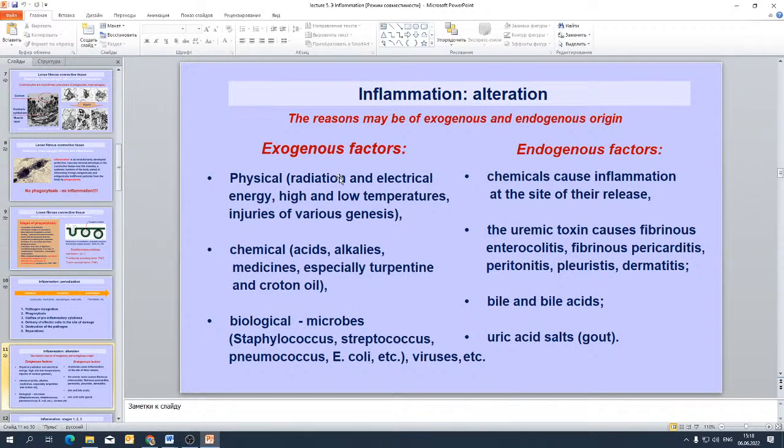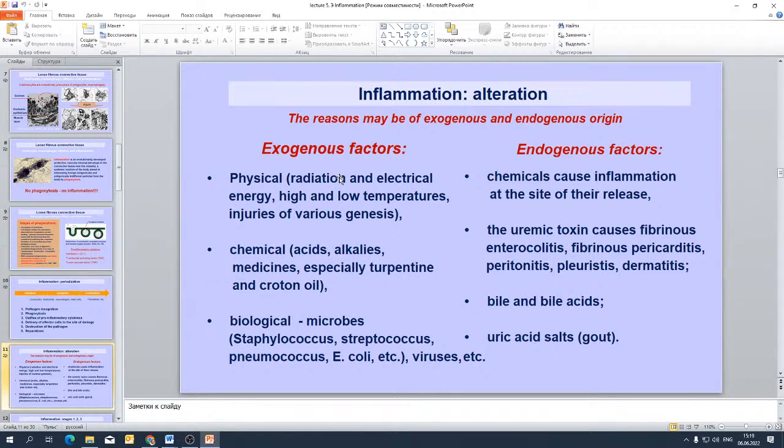And what may be the reason for injury of cells and tissue? Now, for example, we have discussed alteration. If you remember, we discussed the topics of necrosis and dystrophy. I, the teacher, discussed different pathological factors. Remember exogenous factors and endogenous factors for alteration of cells, damage of cells, injury of cells.